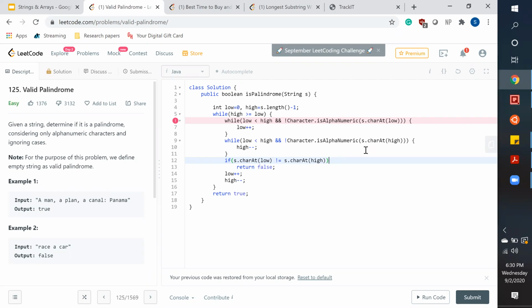So what am I checking for in line 6? In line 6, you're essentially making sure that you skip over all the characters that are not letters or numbers, because we only want to consider alphanumeric characters. So isLetterOrDigit. Thank you.